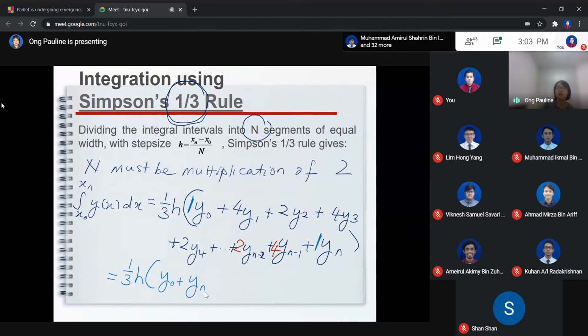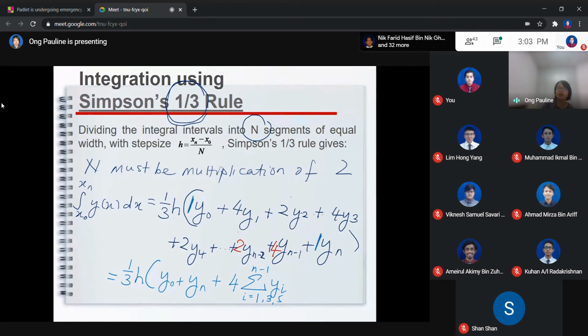And you observe here you have the 4 for y1, 4 for y3, and 4 for y5 here. So meaning that I shall have 4 multiplied to the summation of yi, where my i starts from 1 until 1, 3, 5, and so on until n minus 1. So the i here shall take the odd numbers.